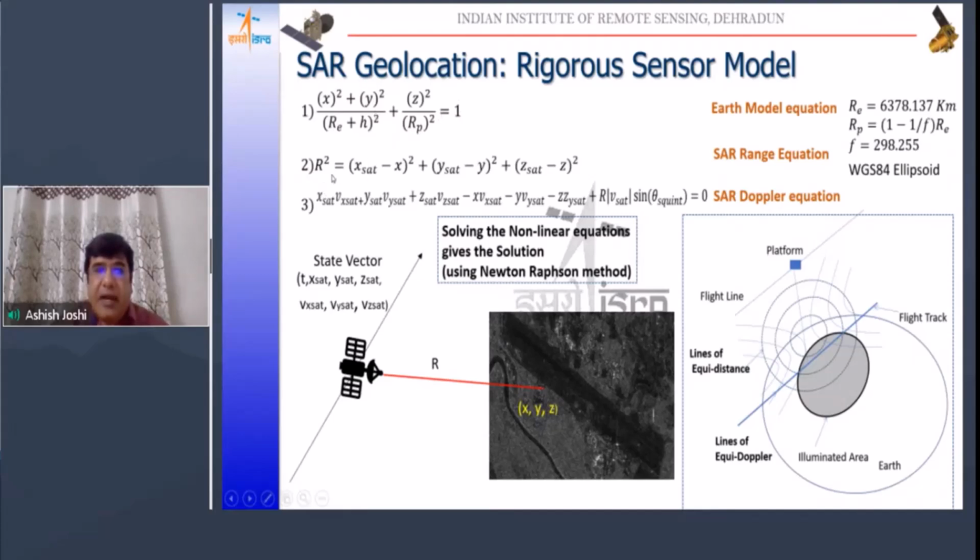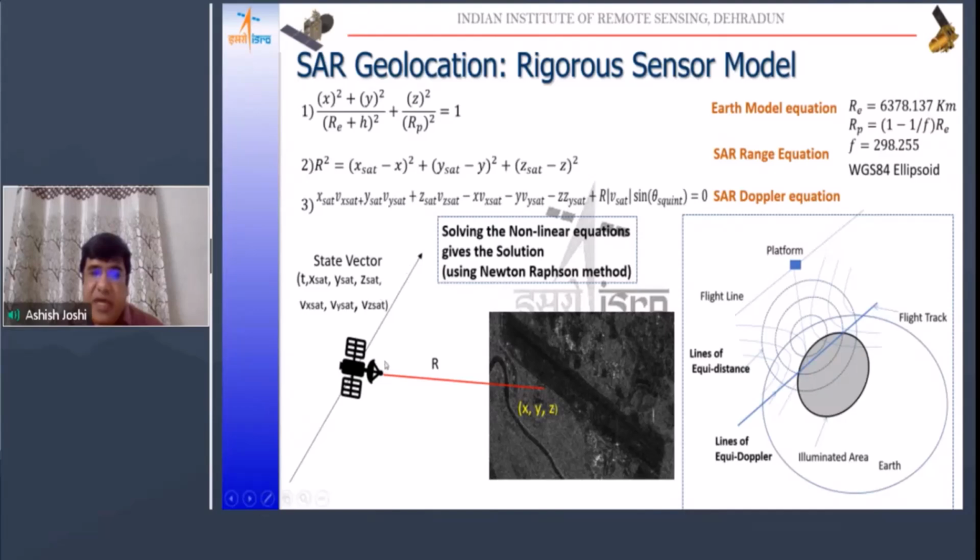And this is the range equation, and this is the Doppler equation. After solving and converting into the Cartesian coordinate, this is the SAR Doppler equation. So these are the three equations. We have to solve these three equations, and we have to find the x, y, z. This is the unknown x, y, z of the point.